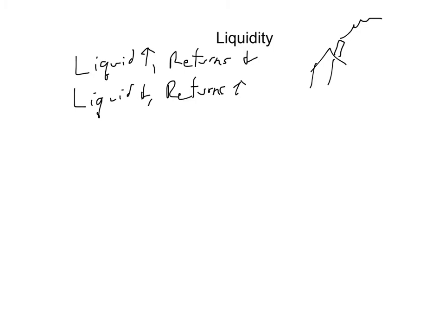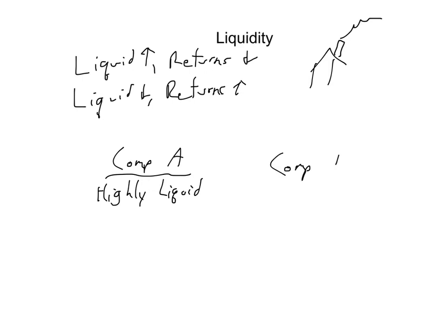Let's say that company A offers some investment opportunity that is highly liquid. In other words, it's easy for people to get their money out. Okay, and company B offers some investment opportunity that is relatively illiquid. Okay. Once you sink your money into this investment, you aren't getting it out for some time, or it's going to be expensive or difficult to get it out.